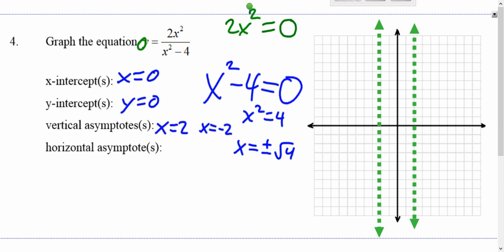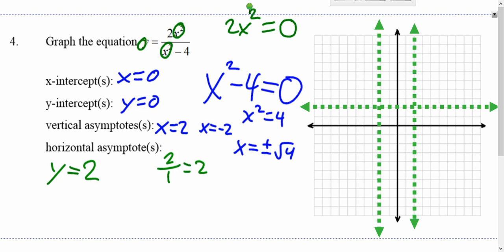For the horizontal asymptote, you take the highest degree of the entire function, x squared. X squared is the highest degree of the whole thing. The coefficient of x squared up top is 2, and the coefficient of x squared on the bottom is 1. 2 over 1 is 2, so our horizontal asymptote is y equals 2. And then you draw it in. Y equals 2. And there's our x and y intercept again.